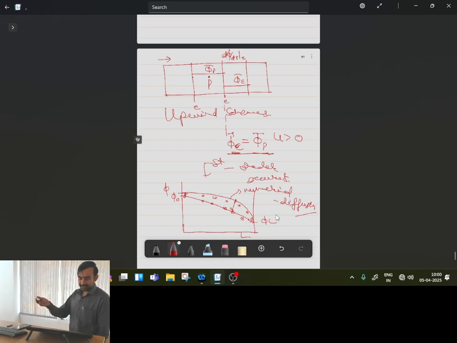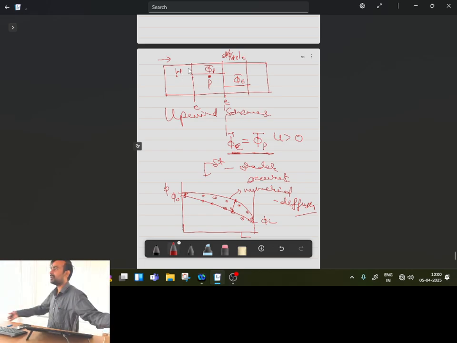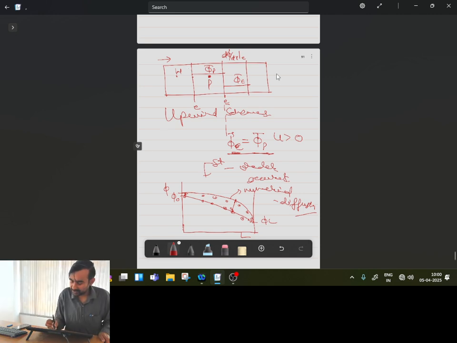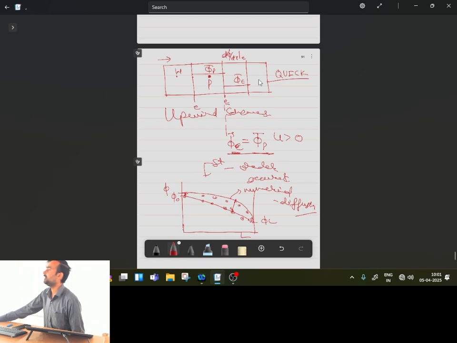Okay, to avoid this numerical diffusion, what is done, instead of using only one upstream node to define the value of phi, multiple upstream nodes are also used. So these are called higher order upwind schemes. Particularly one of the higher order upwind schemes, you might have heard the name, is QUICK, quadratic upwind interpolation of convection term.